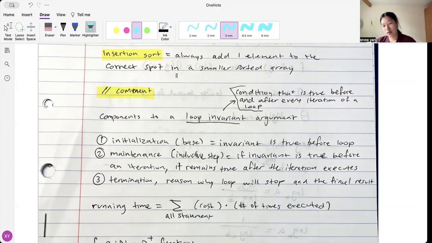And after doing all of these loops, our runtime would just be all of the statements that we used, their cost times the number of times they were executed. So it makes a lot of sense.